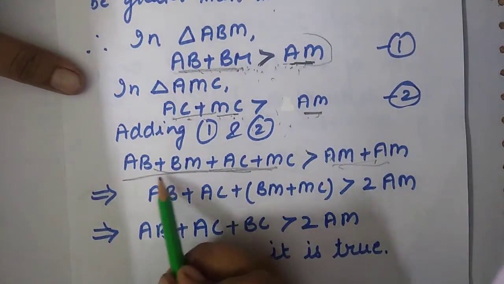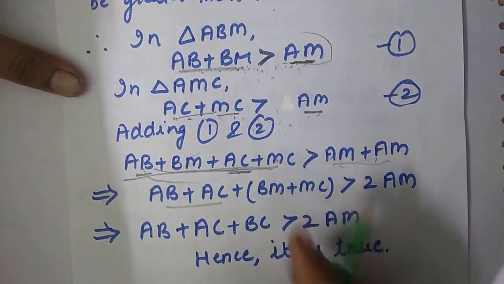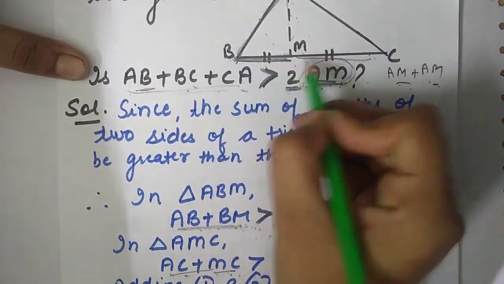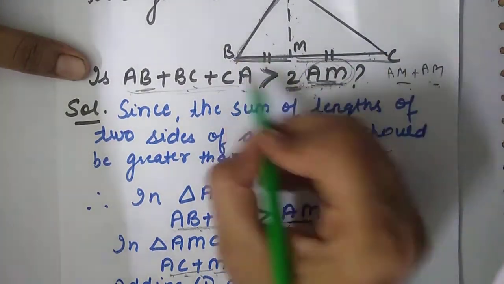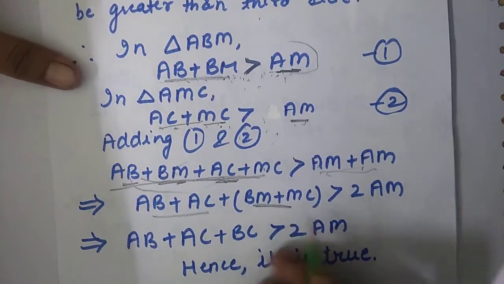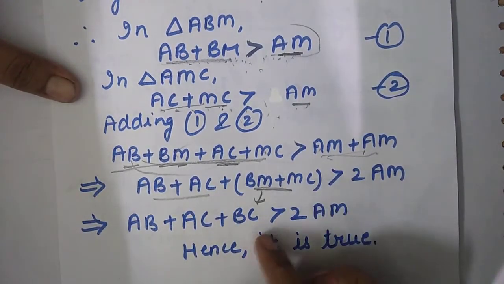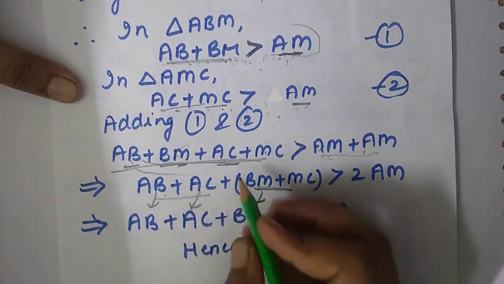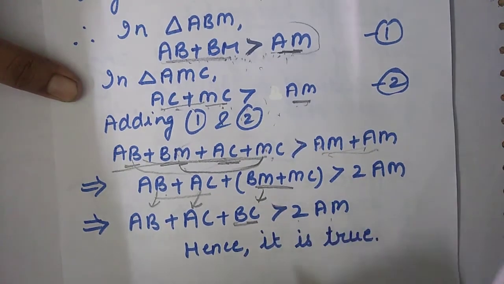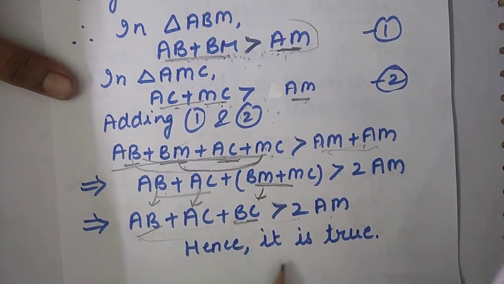Now AB plus AC I am taking separate, and BM plus MC. What is BM plus MC? BM plus MC is nothing other than BC. So in place of BM plus MC, can I write BC? Yes, because their addition gives BC. So AB remains same, AC remains same, and the addition of these two is BC. So AB plus BC plus CA is greater than 2 times AM. This is what we needed to prove, and we have proved it. So yes, this is true.